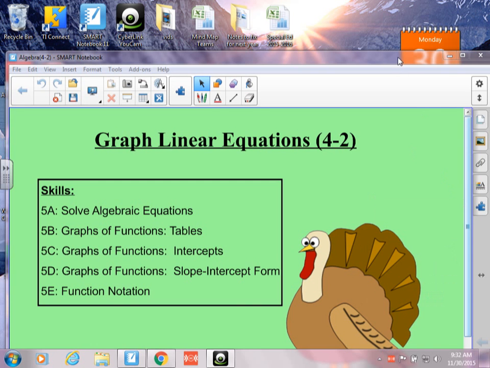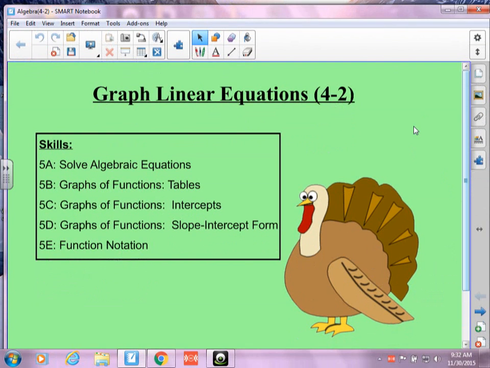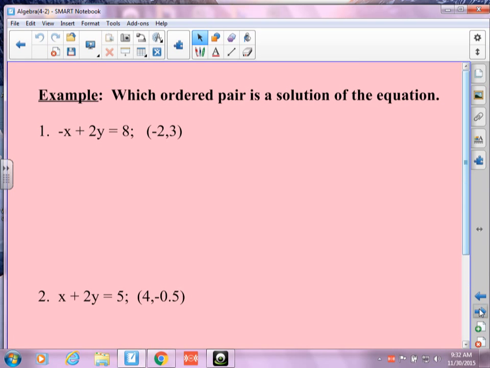Okay, today what we're going to do is continue with 4-2. If you remember, we did this before we went on break. We're still looking at graphs of functions, and we're still looking at some tables. Remember with this, we wanted to check and see which ordered pair is a solution. What did we do with these? How do we find out?